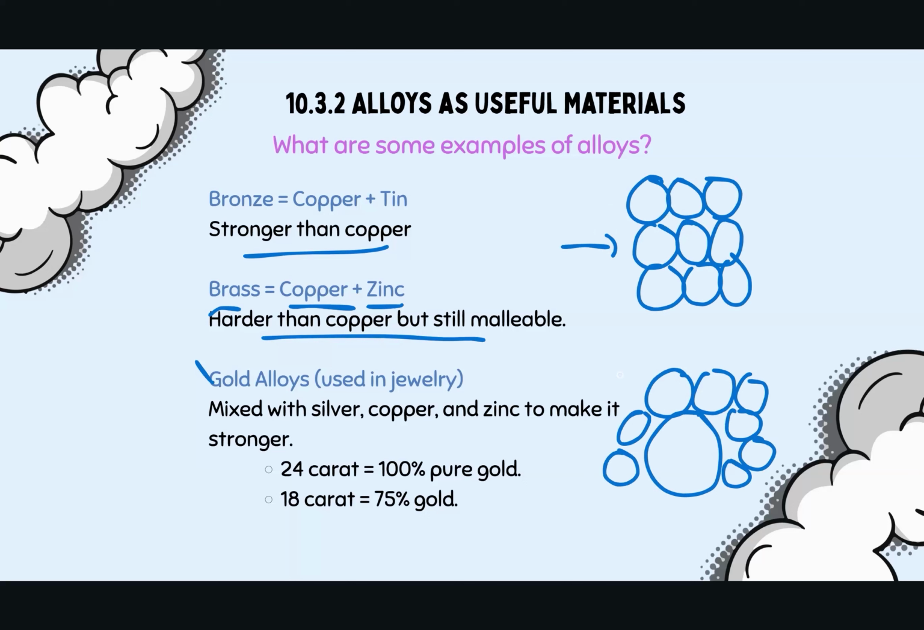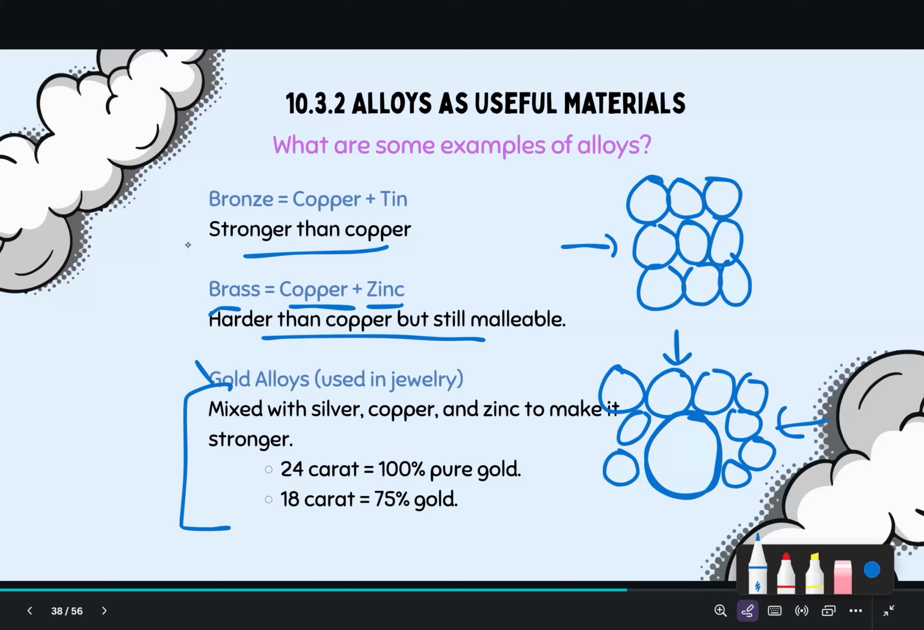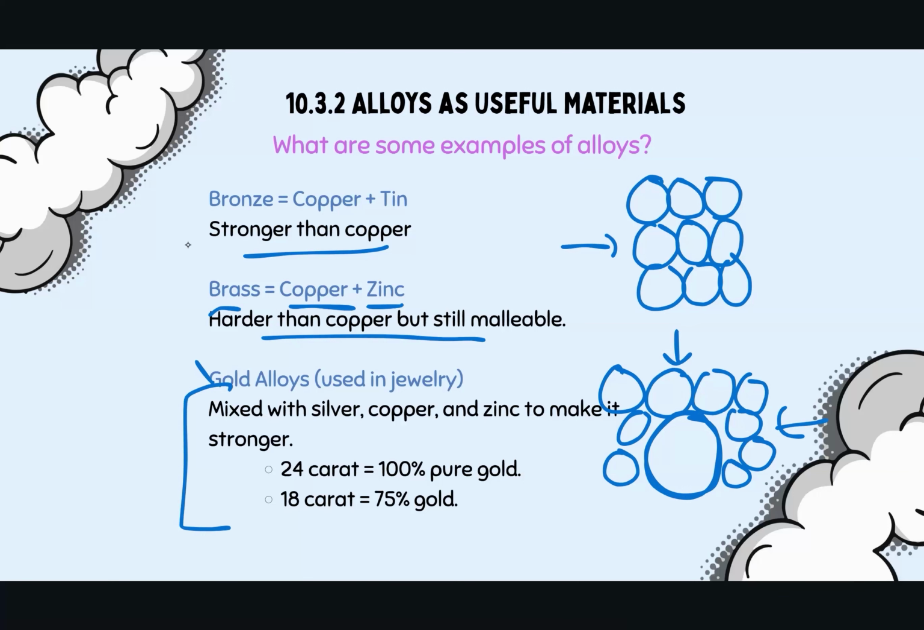And now that those layers are disrupted, if I push it from here, that disruption stops the atoms sliding over each other. If I push from here, it stops the atoms sliding over each other. So it gives that extra strength. So that's why with gold, even if someone says it's pure gold, they still add another metal to it just to add a bit more strength.